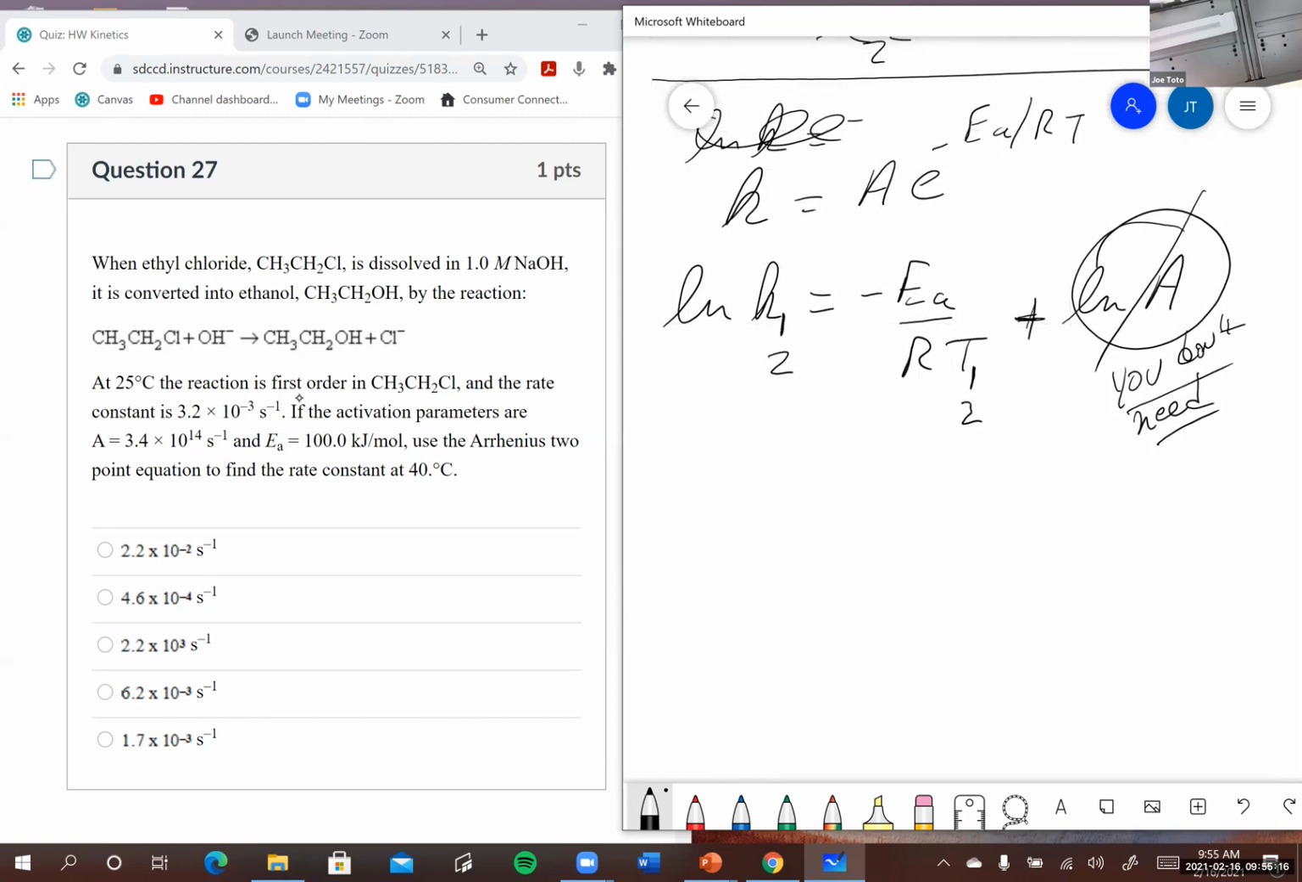Do you understand that, or should I write it out for you? I think I understand it. I think I got confused because I thought that we had started with it as K1. So that's why I was confused.